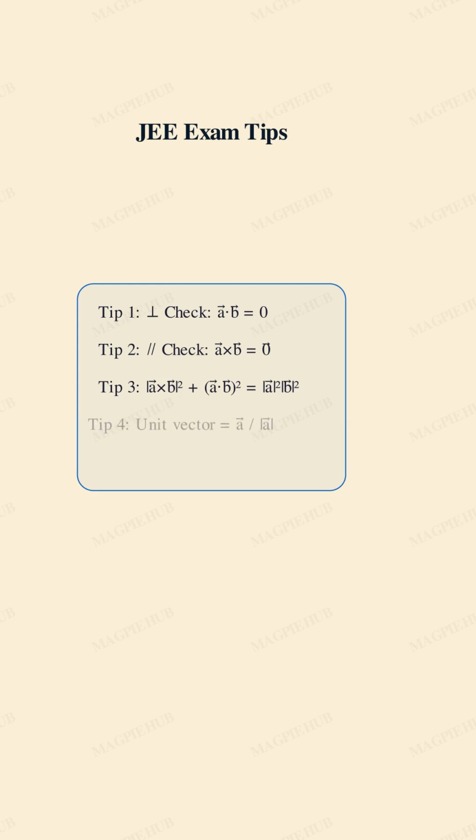JEE exam tips for vector algebra. Tip 1: for perpendicularity, set the dot product equal to 0. Tip 2: for parallelism, set the cross product equal to the 0 vector, or check if ratios of components are equal. Tip 3: |A cross B| squared plus (A dot B) squared equals |A| squared times |B| squared. This Lagrange's identity is a powerful shortcut. Tip 4: the unit vector along A plus B is useful in angle bisector problems.